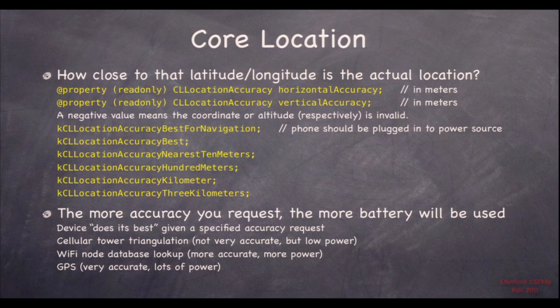So for best, it's GPS, okay? And most devices have GPS in them. Not all, but most. The next best is Wi-Fi. Believe it or not, your device can look around, see what the local Wi-Fi nodes are and how strong the signal is, and look up a database on the internet and find out where you are.